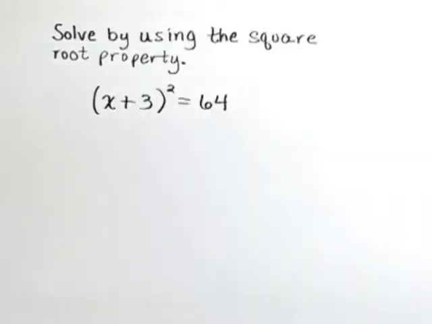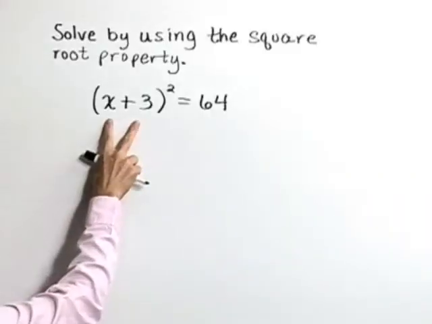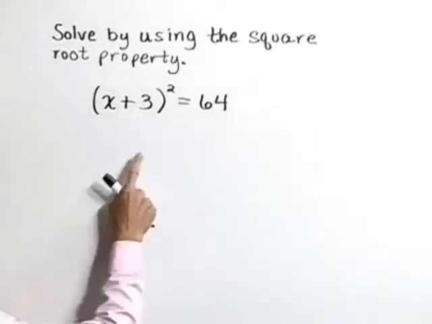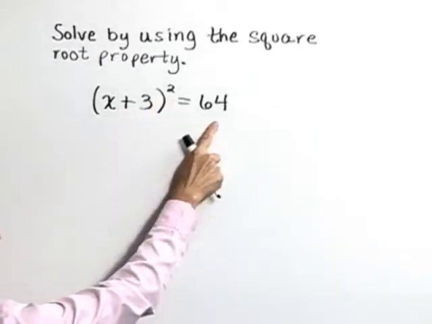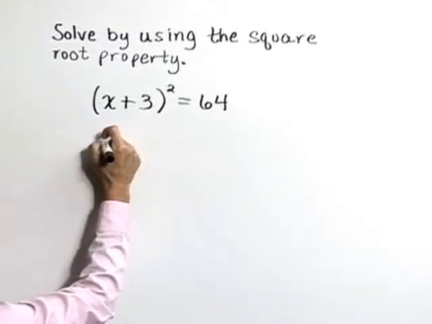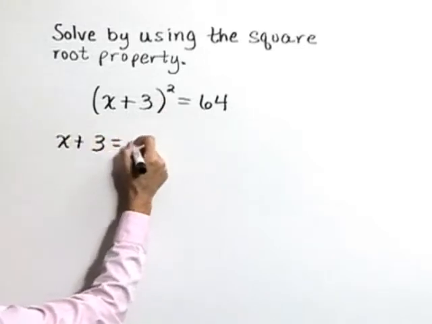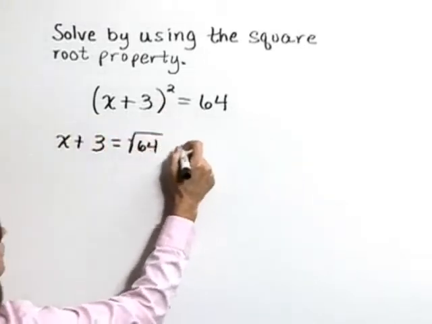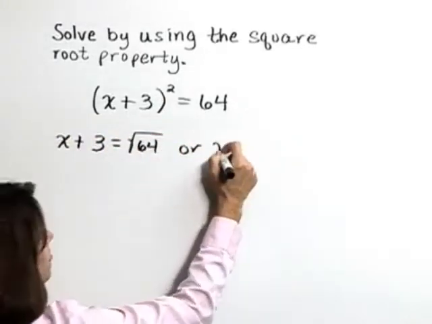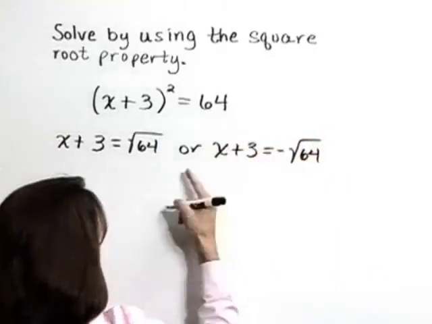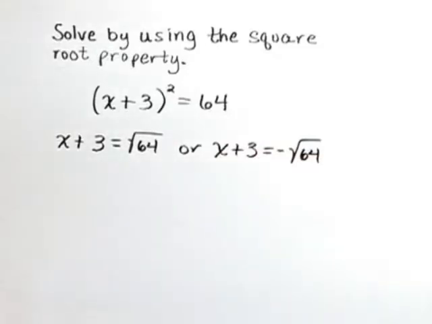Solve by using the square root property. The quantity x plus 3 squared is equal to 64. Let's get rid of this exponent by taking the square root of both sides. That gives x plus 3 is equal to the positive square root of 64, or x plus 3 is equal to the negative square root of 64, considering both possible roots.